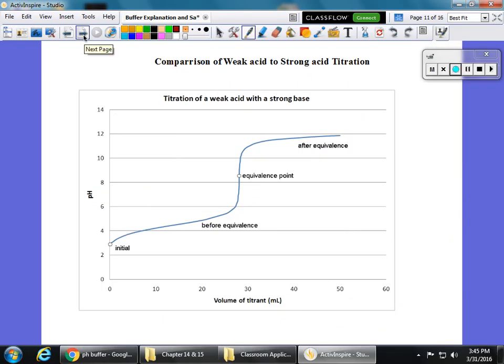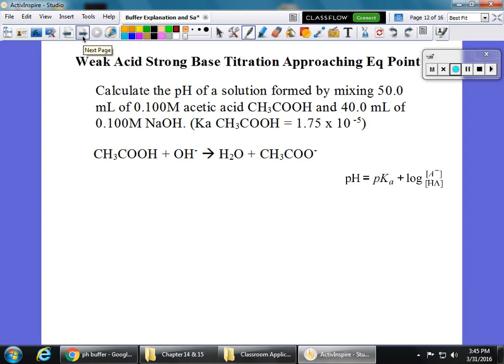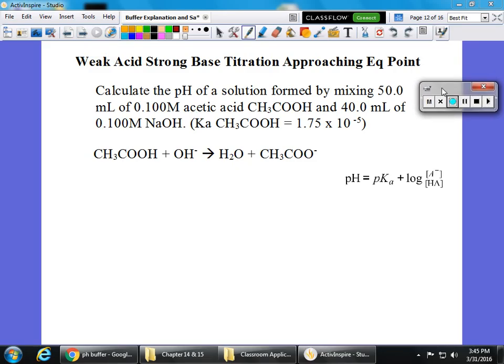In this one, I'm just going to do a quick problem and look at what happens when we are approaching the equilibrium point but not quite there. In the last video, go back and look at that one if you haven't seen it, we looked at how we do it at the half equivalence point, and we compared a strong acid to a weak acid in the titration.